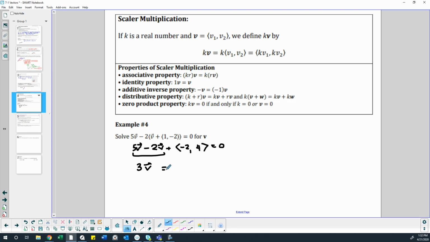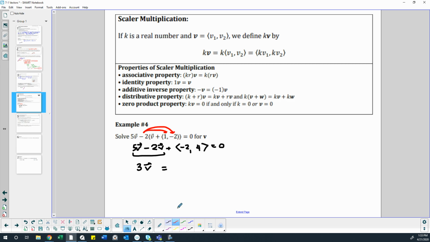And then we should be able to move this vector to the other side, but when we move stuff to the other side, it's like we're subtracting it, right? I took the negative 2 times the 1, which is negative 2, and the negative 2 times the negative 2, which is positive 4.